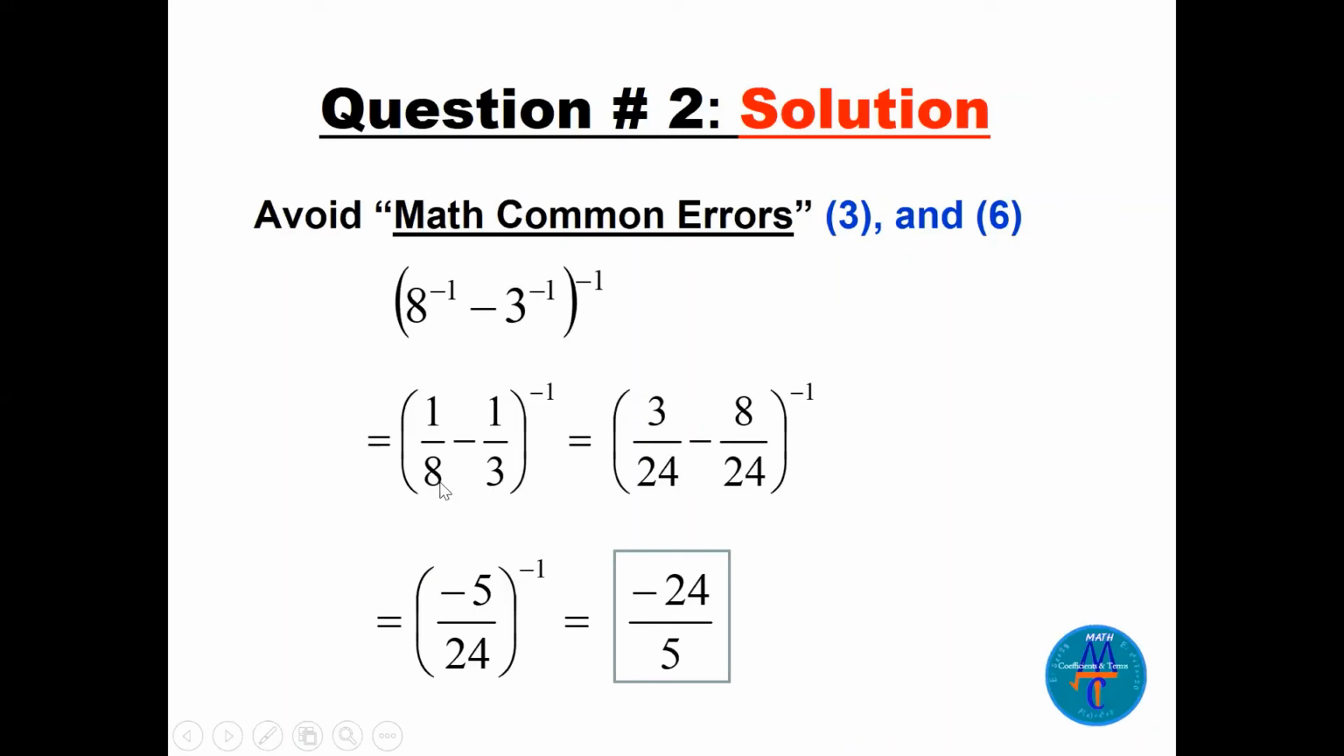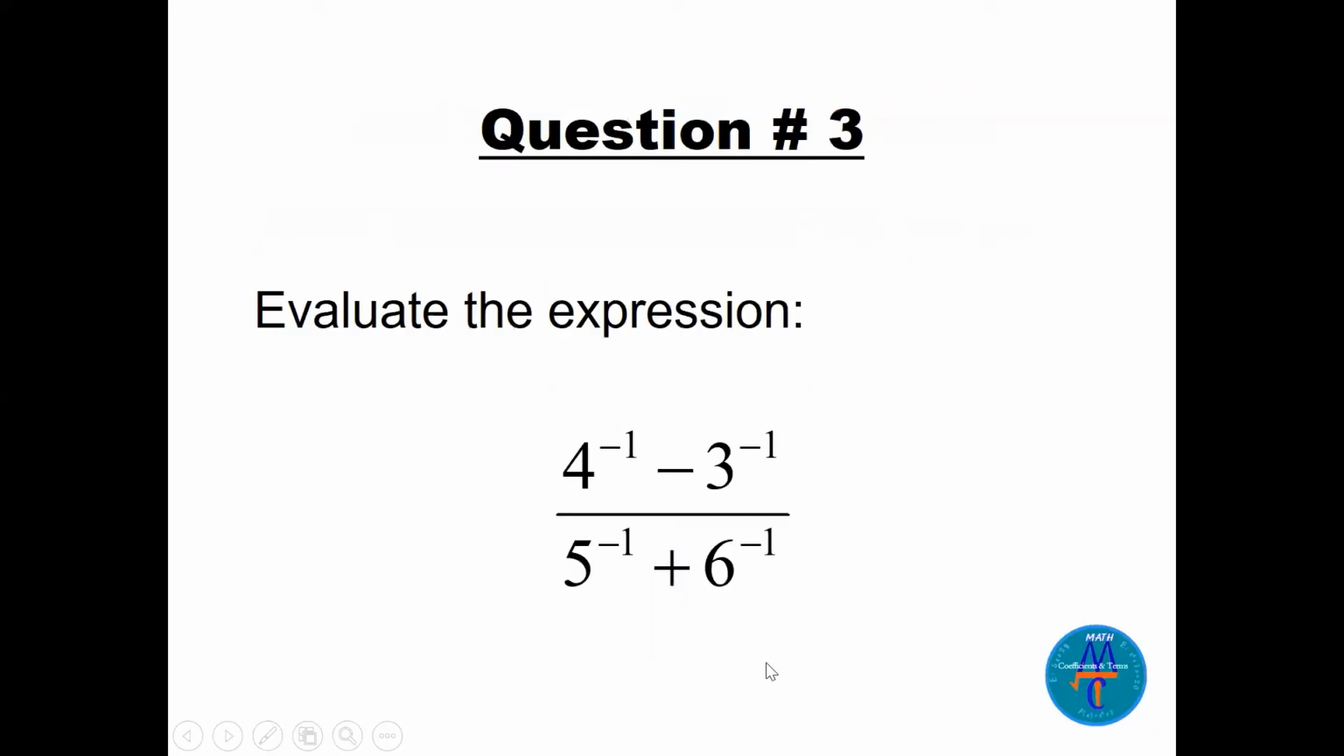So 24 divided by 8, 3, times 1, up. 24 divided by 3 times 1 is 8. Now we have the same denominator. So 3 minus 8 is minus 5. Just invert. See, minus 24 over 5 is the final answer. You cannot simplify it. Let's see question number 3.